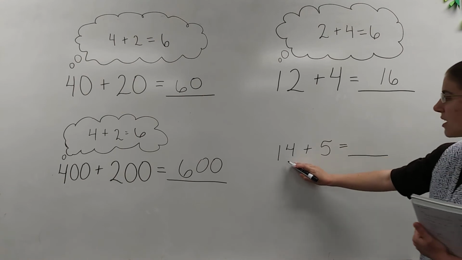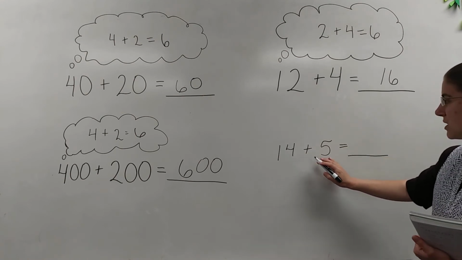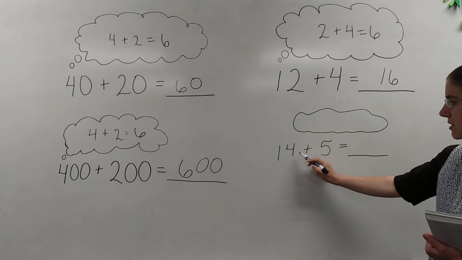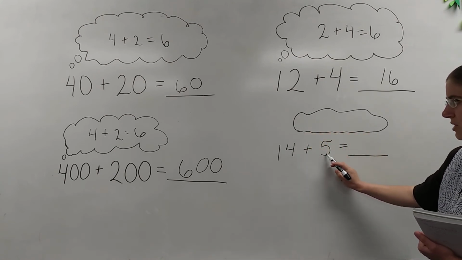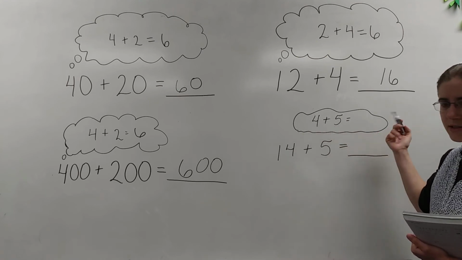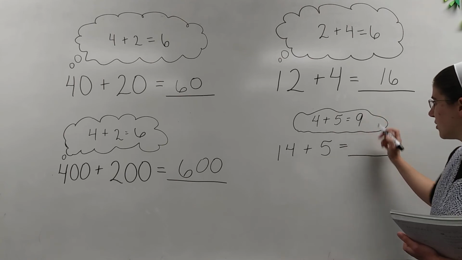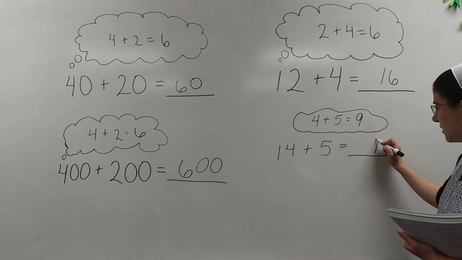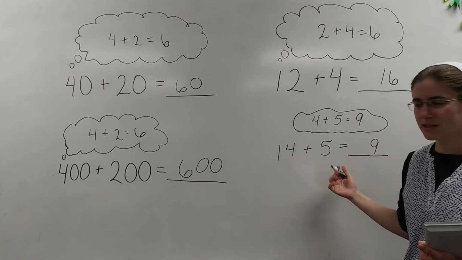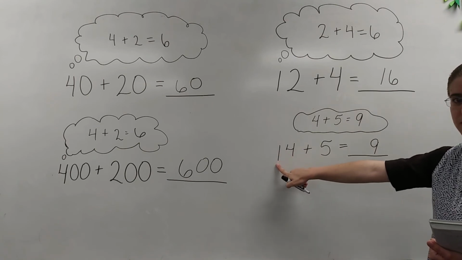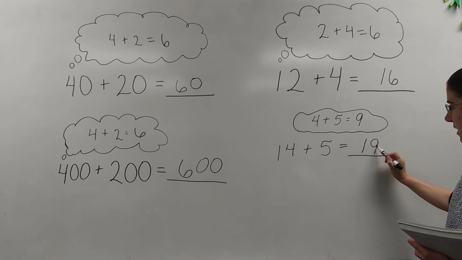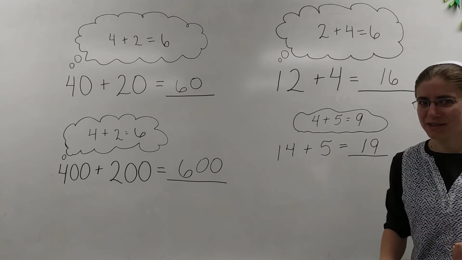So we're going to add the numbers in the ones place. I'll make a quick cloud. We're thinking to ourselves, well, what is 4 plus 5? Well, that's 9. So we know that we have a 9 that's going to be in the ones place. And what is going to be in the tens place? Whatever digit is in the tens place over here, which is 1. So we have 1 ten and 9 ones, which is 19.